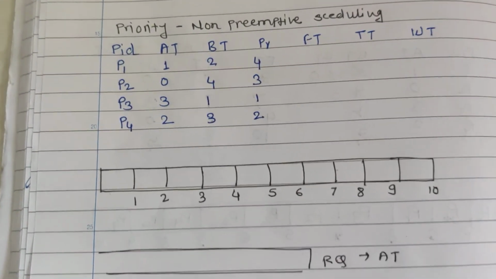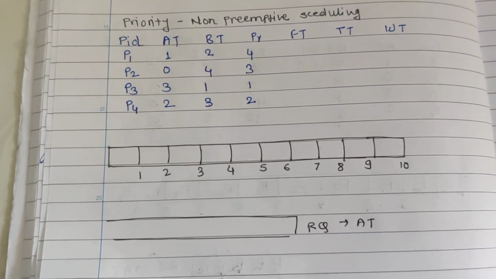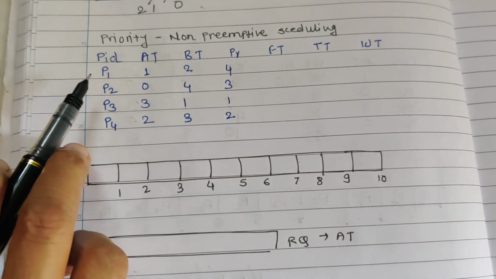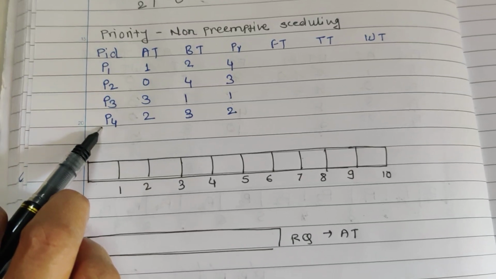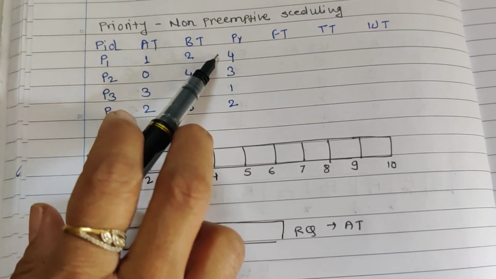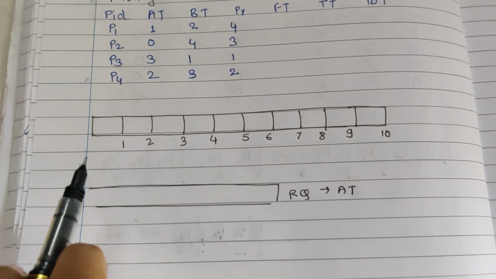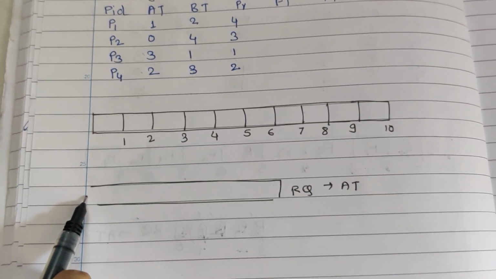Let's now look at one more example of non-preemptive scheduling, priority non-preemptive scheduling. Given to us are P1, P2, P3, P4, 4 processes with the arrival time, burst time and their priority. So now what we have to do here? We have to draw the Gantt chart and we have to maintain the ready queue.